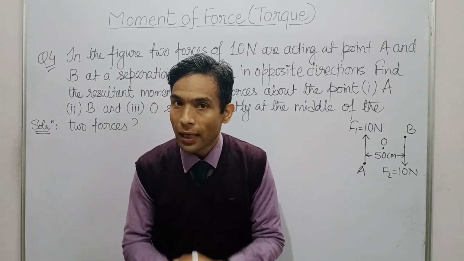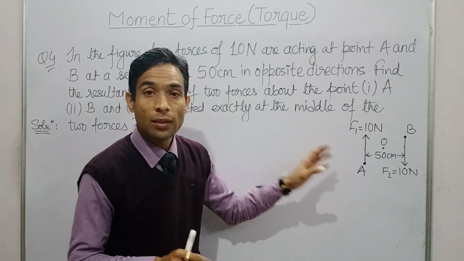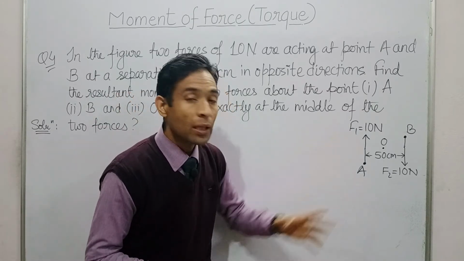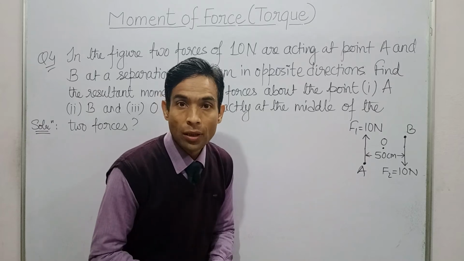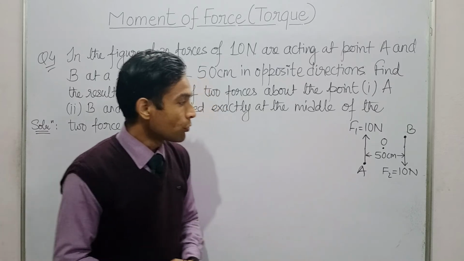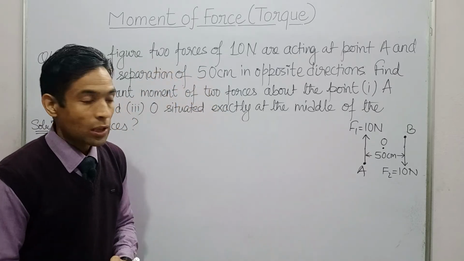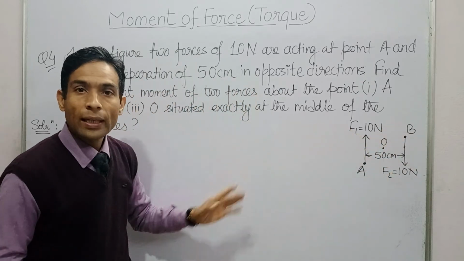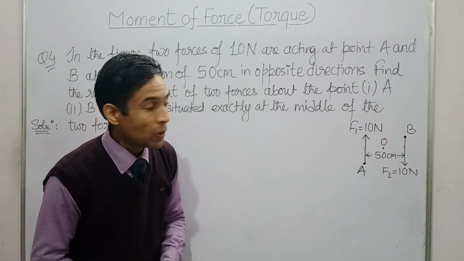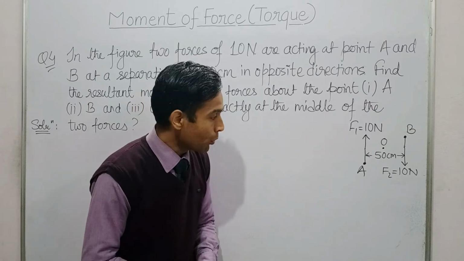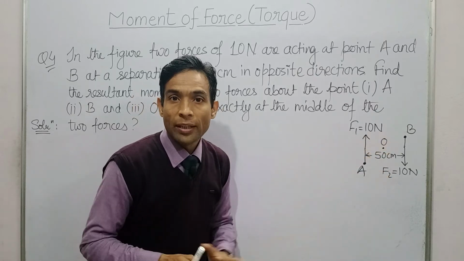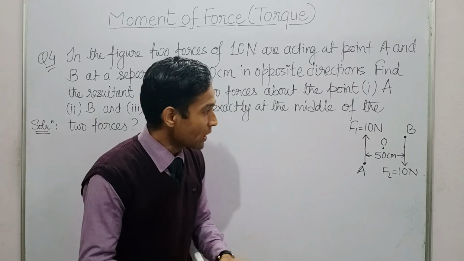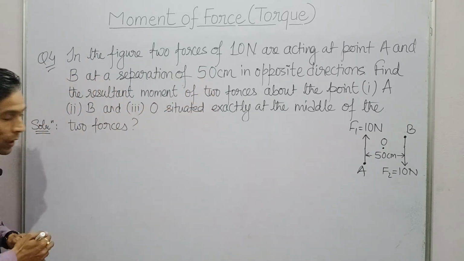In our fourth and last numerical, we have a figure given here. In this, there are two forces of 10 Newton that are acting at the point A and B at a separation of 50 centimeter in opposite directions. We have to find out the resultant of these two forces about the point A, B and O. This O is exactly at the middle of these two forces. I will find it out for A point and O point. You can find it out for B by yourself and you can give your answer in the comment box. So let's first of all find it out for A point.